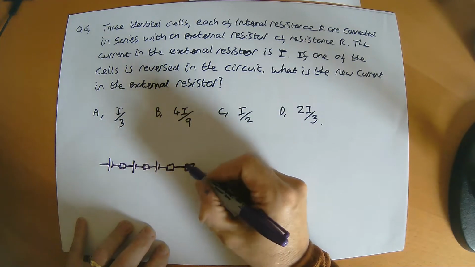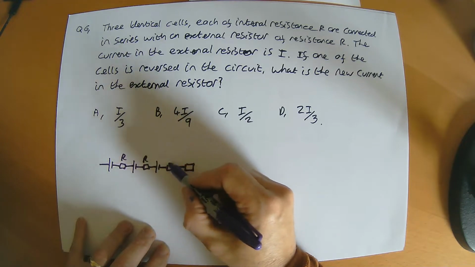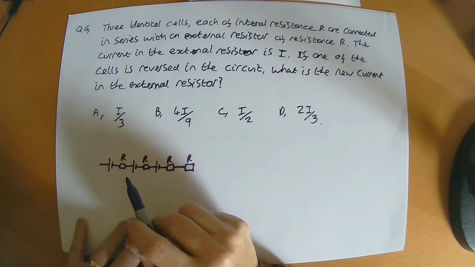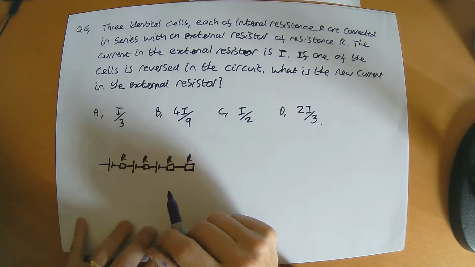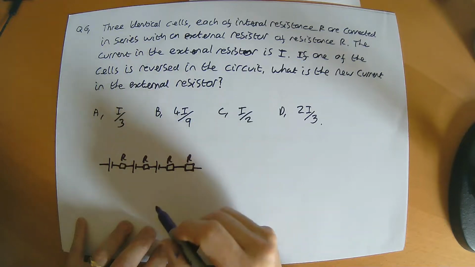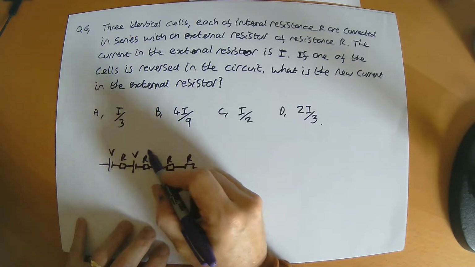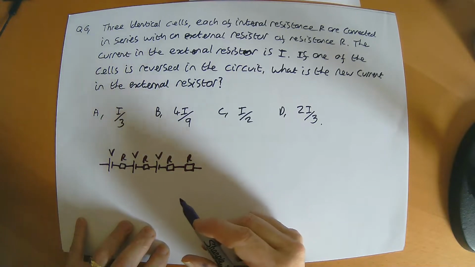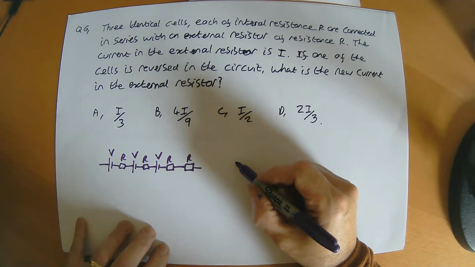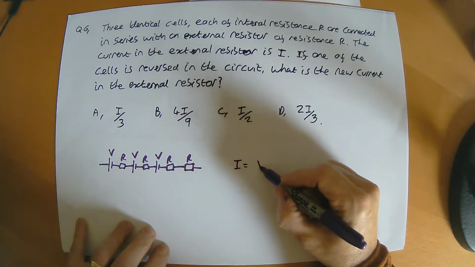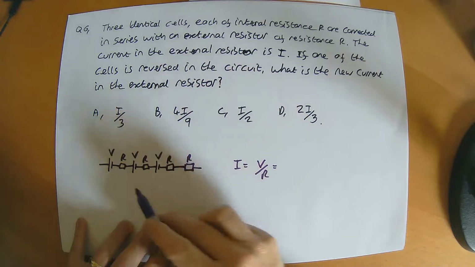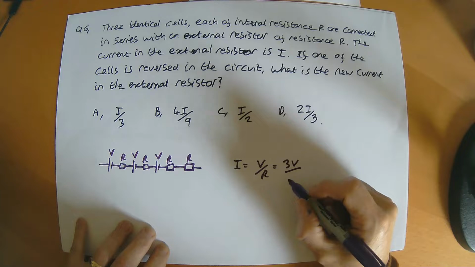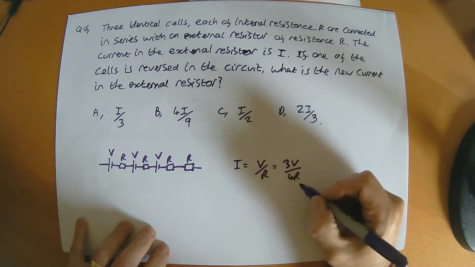And we're told that these 3 are now in series with an extra resistor R, and we're told that the current that we get is I flowing through this set of things, and we can call these 3 equal to V. We're told they're identical, so even if we don't know what it is, we know that they're all the same. And that means that the current I equals V over R, in this case is 3V, and the resistors all add together because they're in series, over 4R.